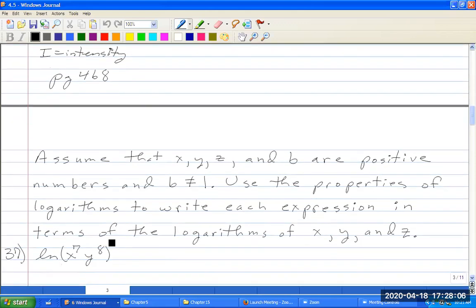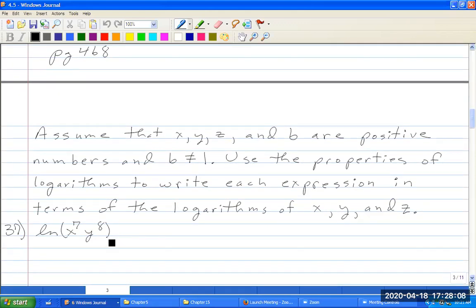Let's do some examples. Page 468. Problem number 37. Assume that x, y, z, and b are positive numbers and b is not equal to 1. Use the properties of logarithms to write each expression in terms of logarithms in x, y, z.